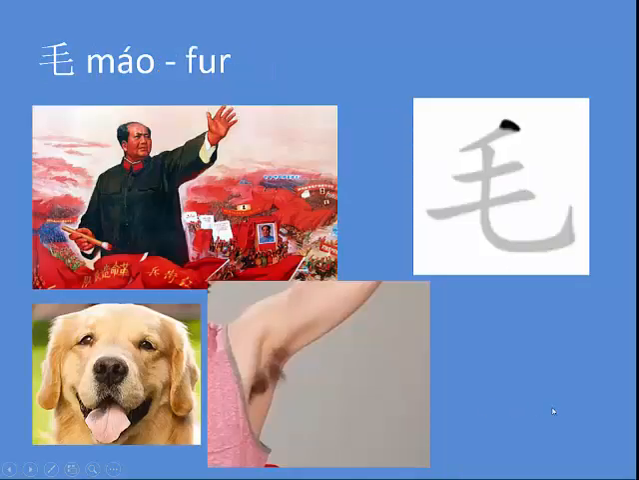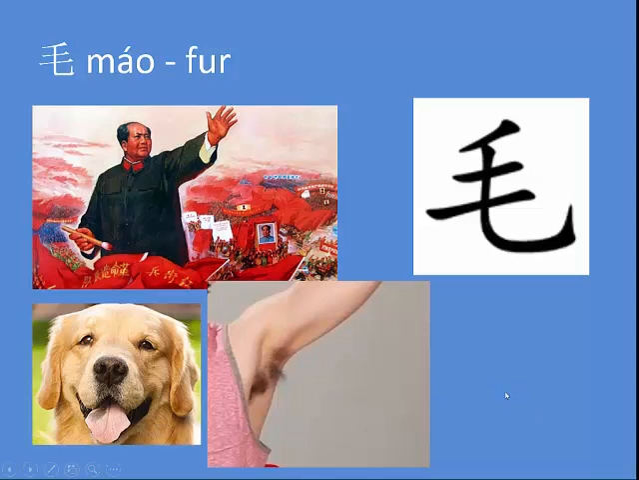The next radical is the Mao radical, which means fur. And we see that in the character Mei Mao, eyebrows, because those aren't like head hair, 头发, which has a different character. Mao is just for short hair, like the hair under your armpits or other body hair. It's also fur for animals. It's also a common surname. It was the character for Chairman Mao, the founder of modern China.